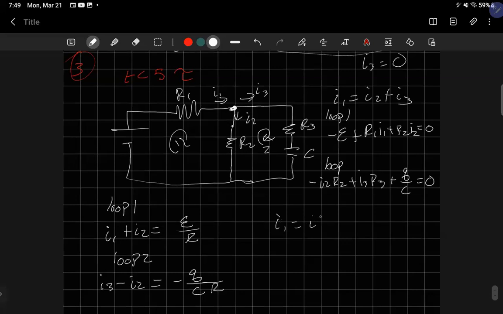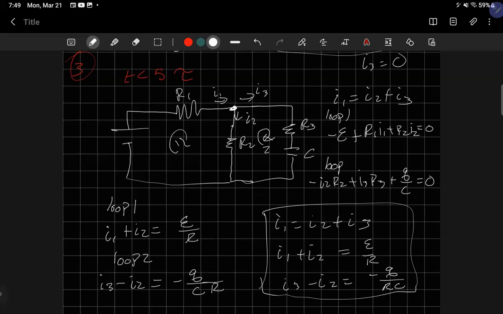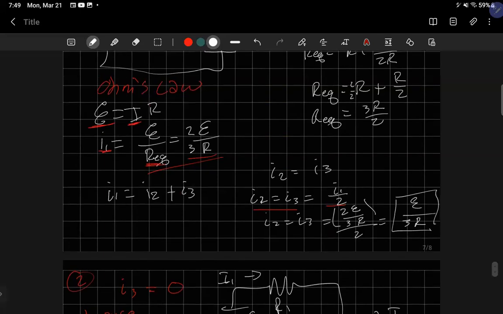I1 equals I2 plus I3. I1 plus I2 equals E over R. And then I3 minus I2 equals negative Q over RC. Three linearly independent equations, and then you can take the determinant.